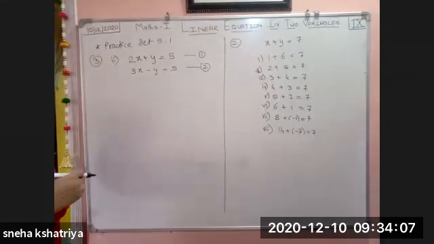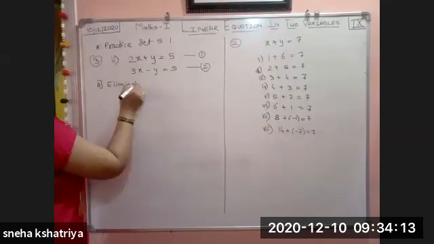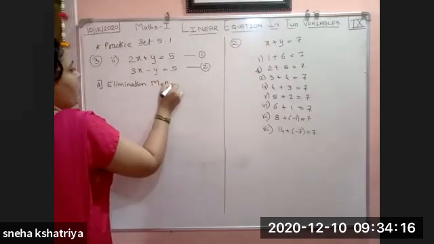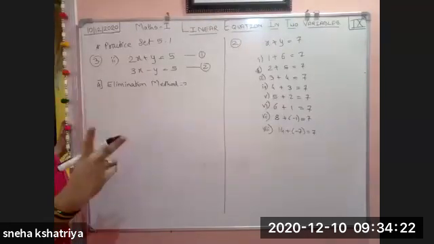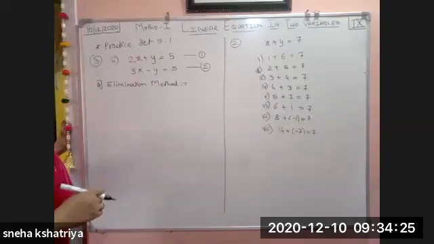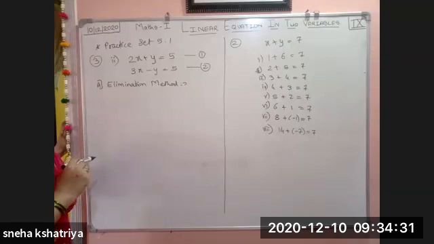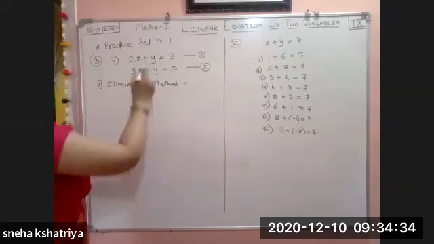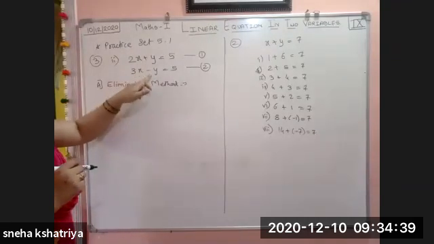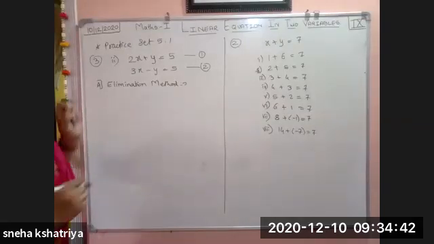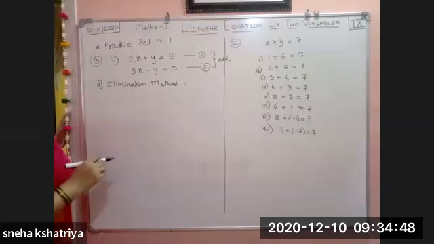See here, in elimination method, first, write down here, elimination method. Because by both methods we are going to solve. So first by elimination method. In elimination method, two things you have to remember: same pair and opposite sign. Now see here, y is with same pair and opposite sign. 1y, 1y. Here plus is there, here minus is there. So if we add both the equations directly, you will get the answer.